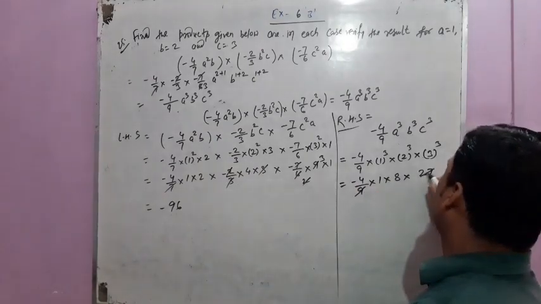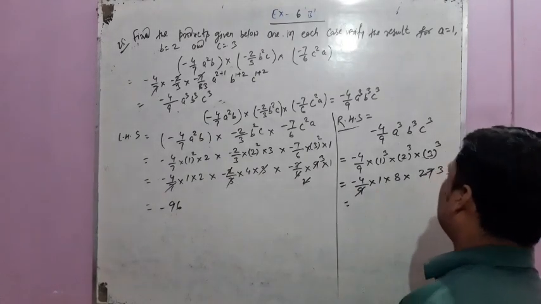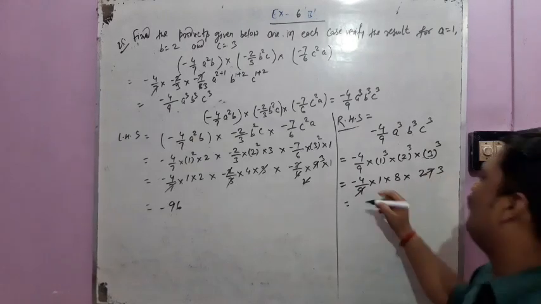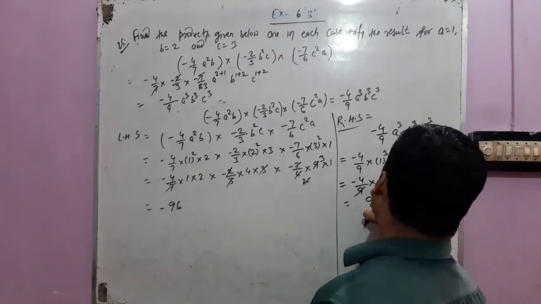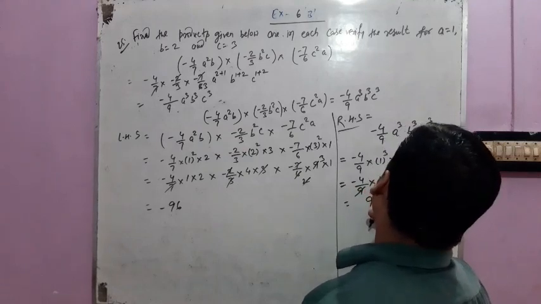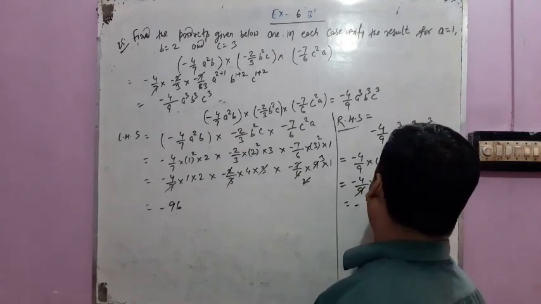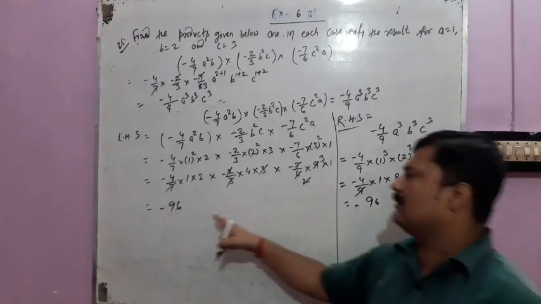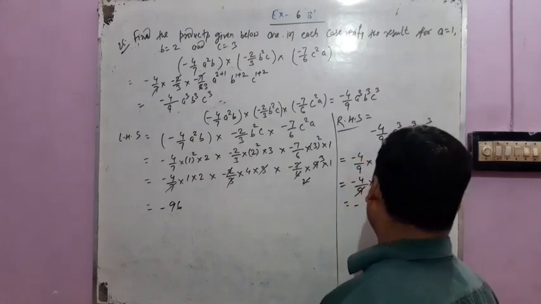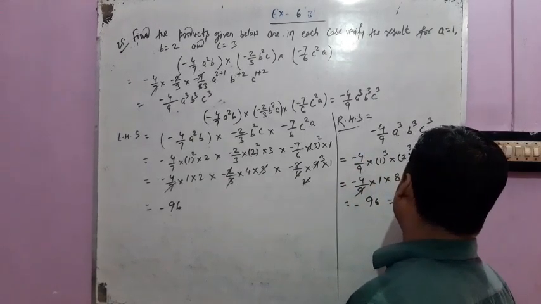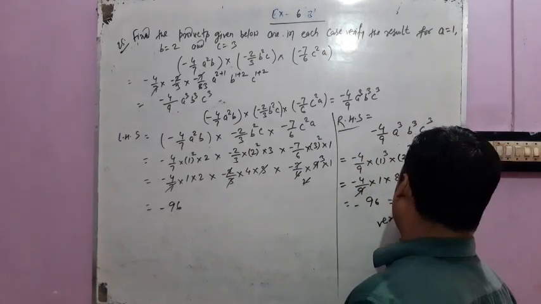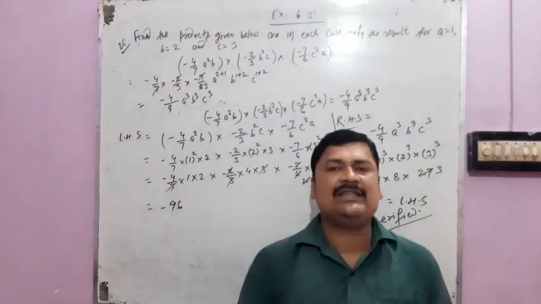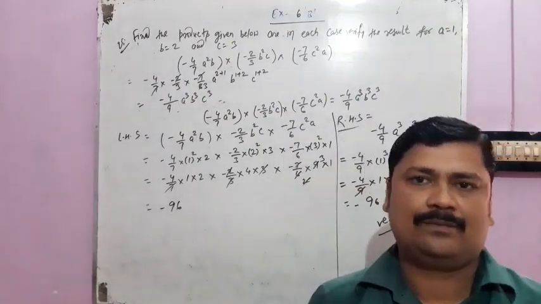Now when we reduce the terms, 9 3s are 27, 8 3s are 24, and 24 4s are 96. The signs are minus, so we make the sign minus. Now the same value that we got by solving the LHS, we are getting here. So the RHS is equal to the LHS, and by this we have verified that our product is correct. Okay students, in this way we complete exercise 6B. Thank you students.